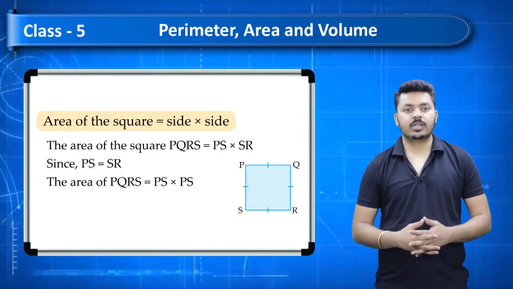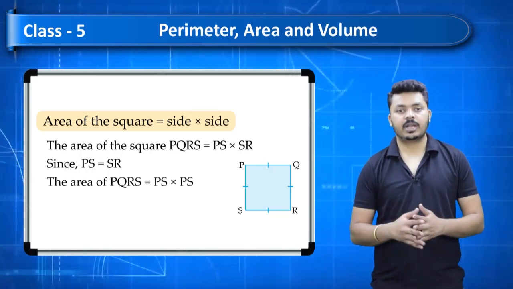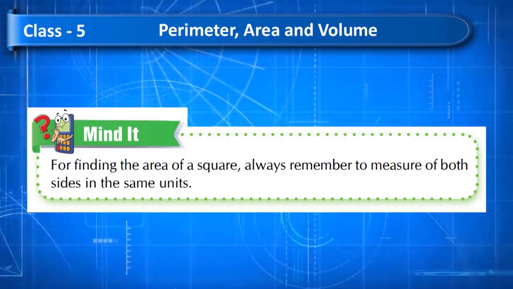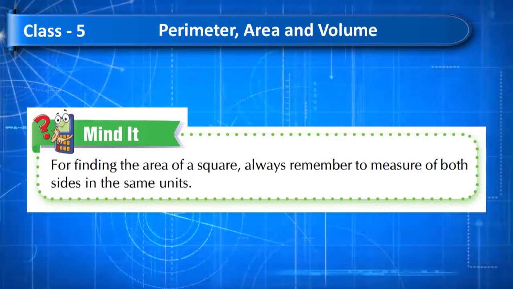Since PS equals SR, the area of PQRS equals PS multiplied by PS. For finding the area of a square, always remember to measure both sides in the same unit.